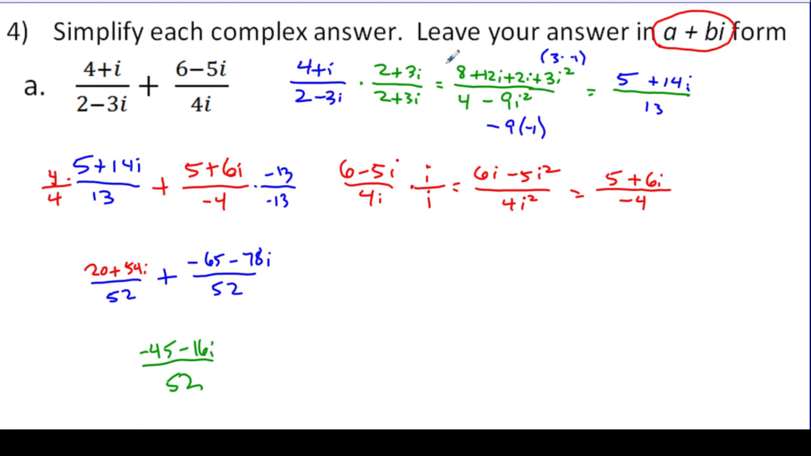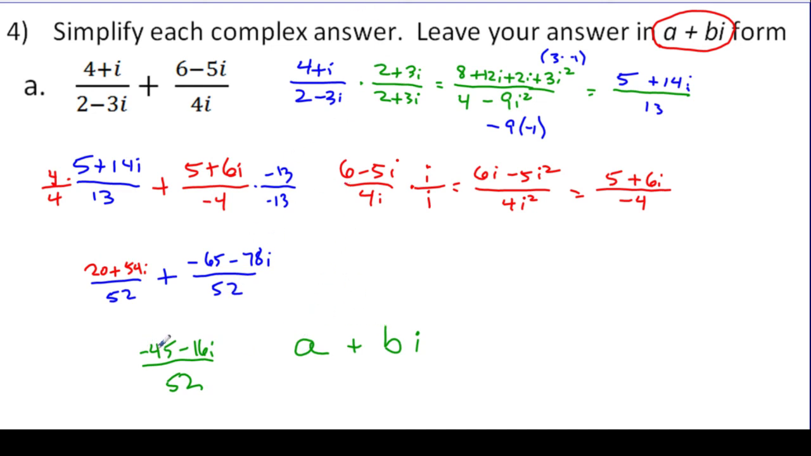The only thing we have to be careful about is they asked us to leave our answer in a plus bi form. So we have one more step to do. A plus bi, I need to fill it in so it looks like this: A, some number, plus b times i. This doesn't look like that. This is one big fraction, but this is made up of two parts. So here's how I'm going to fix this.